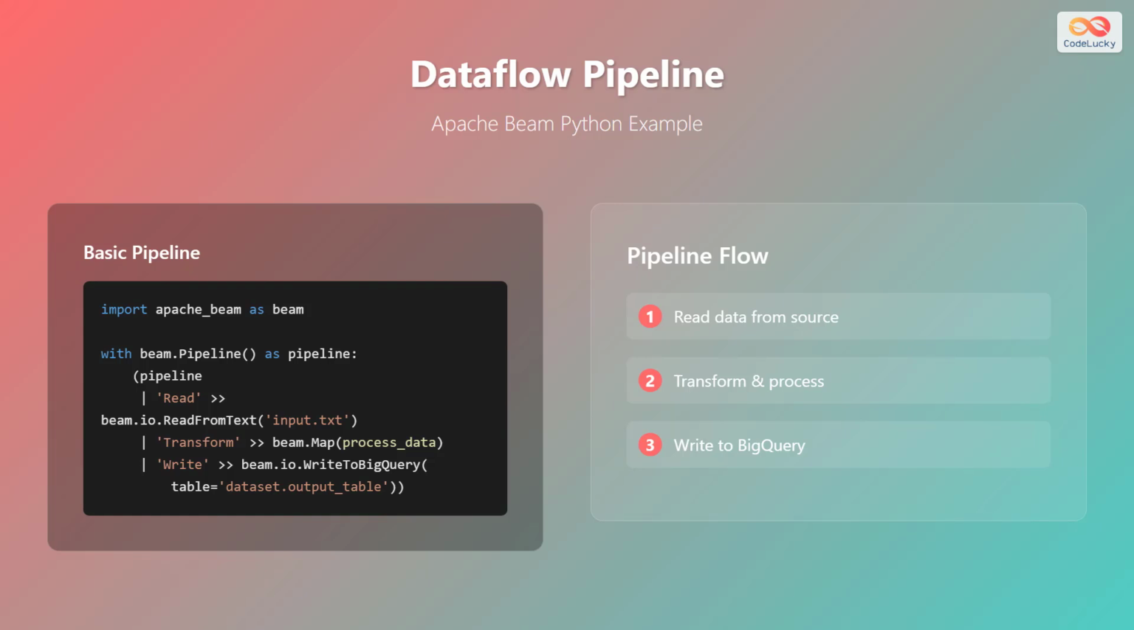This is a basic Apache Beam Python example. First, import Apache Beam as Beam. Then, within the Beam pipeline, read data from a text file, transform and process that data, and write the output to a BigQuery table. The typical pipeline flow is to first read the data from a source. Second, transform and process the data. And third, write the data to BigQuery.